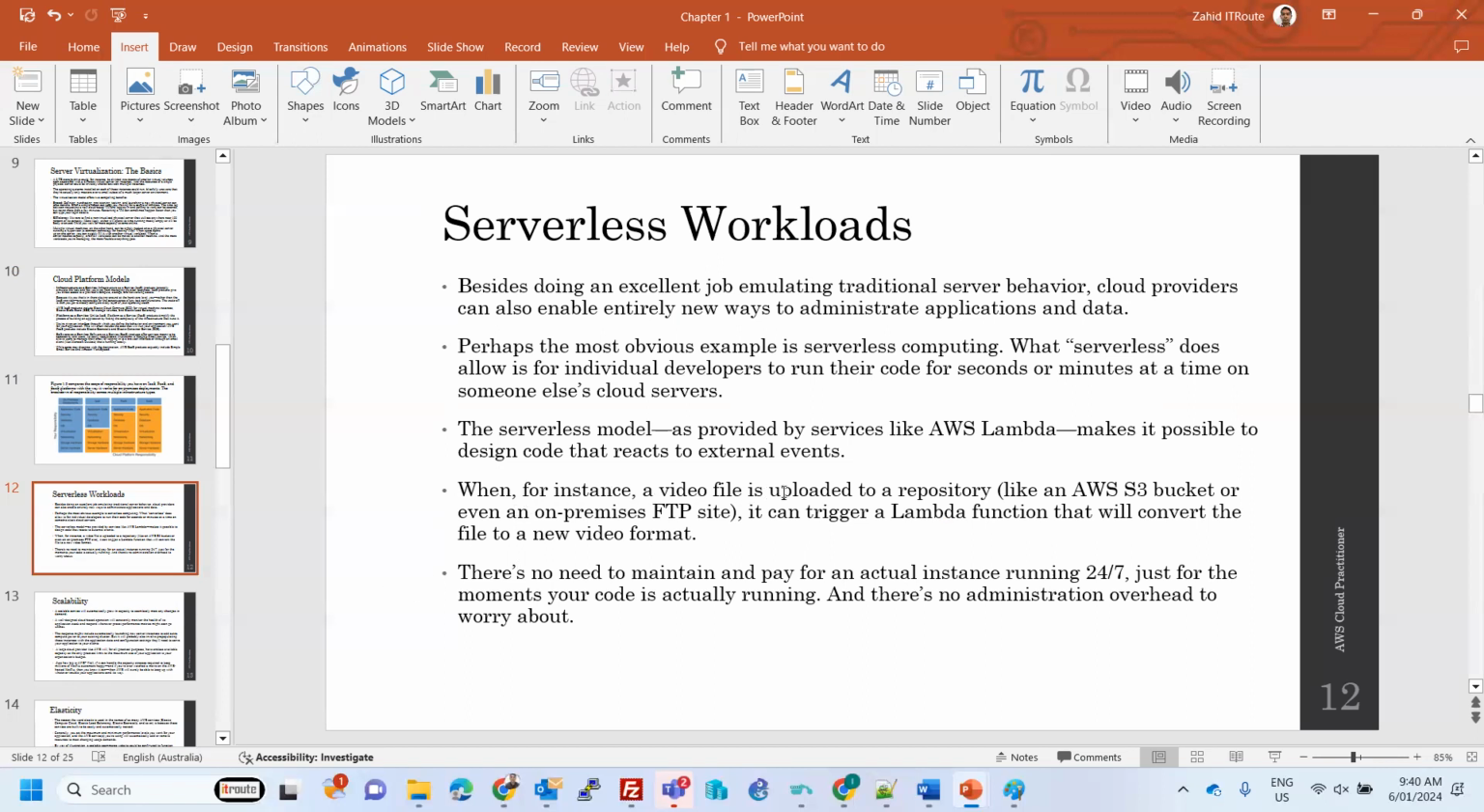When, for instance, a video file is uploaded to a repository like an AWS bucket or even an on-premises FTP site, it can trigger a Lambda function that will convert the file to a new video format. There's no need to maintain and pay for an actual instance running 24/7. You pay just for the moments your code is actually running, and there is no administration overhead to worry about.